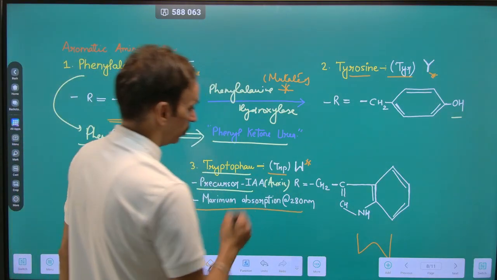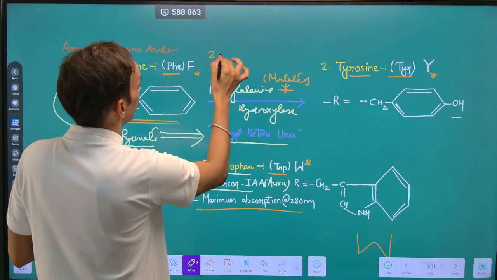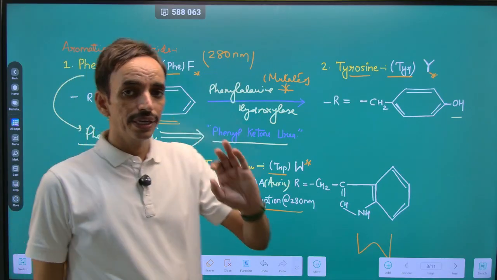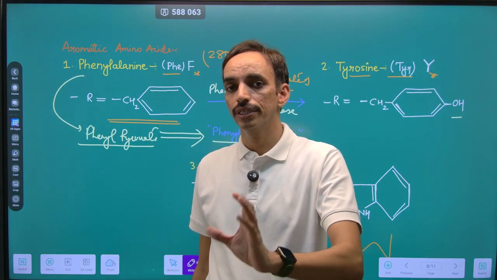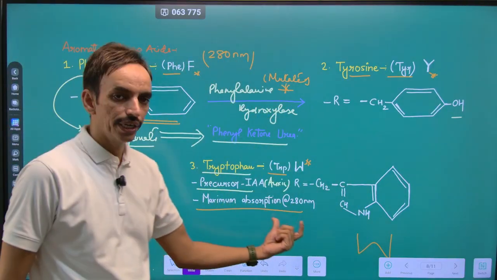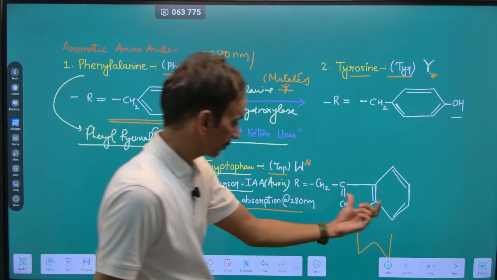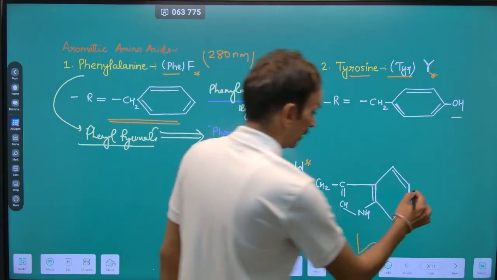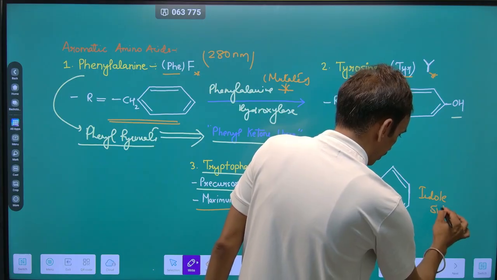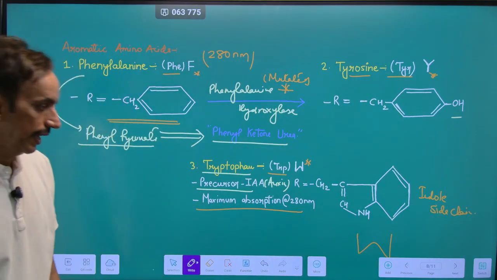As we already stated, the aromatic amino acids are able to absorb UV radiation of 280 nm, or we can say that proteins can absorb UV radiation due to the presence of these aromatic amino acids, and the maximum absorption at 280 nm is by the amino acid tryptophan, which has an indole side chain. So this is all about the aromatic amino acids.